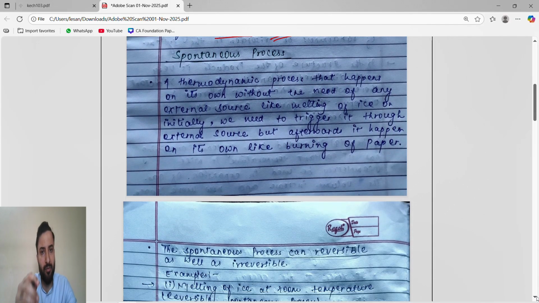Now after that we will see the spontaneous process. We have two types of process which you already know: spontaneous and non-spontaneous. Spontaneous means the process will occur by itself, or we just have to apply some external thing to start the process, after which it continues by itself. Non-spontaneous process means it will not take place by itself. We have to keep on doing things so that the process keeps continuing.